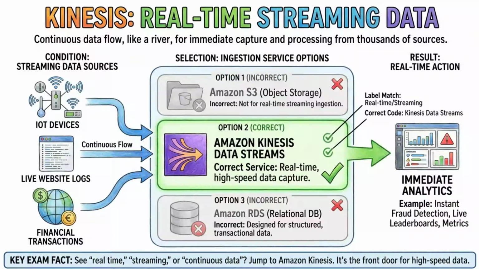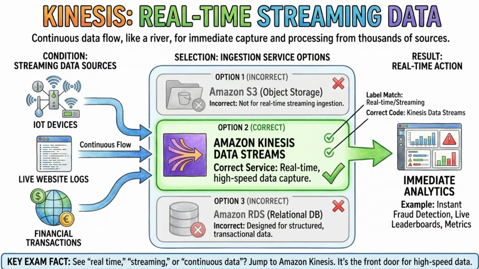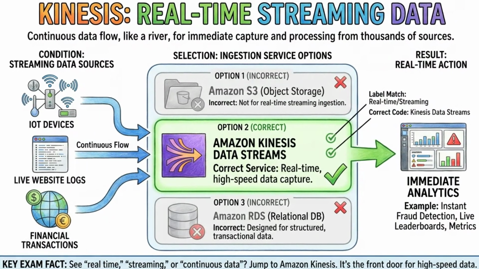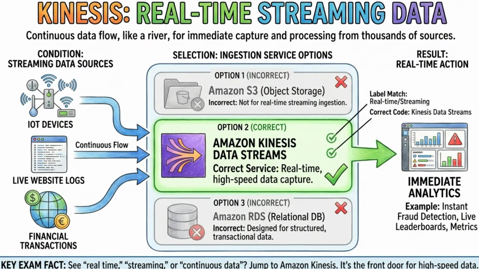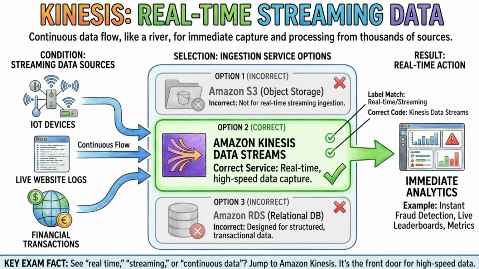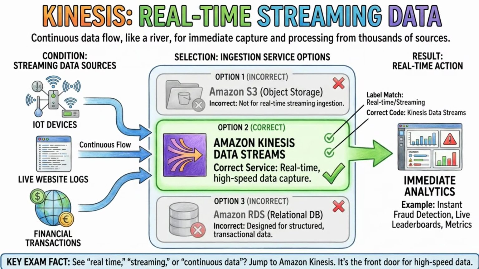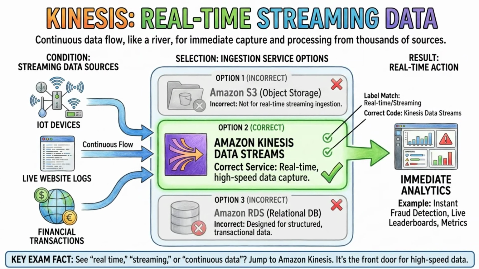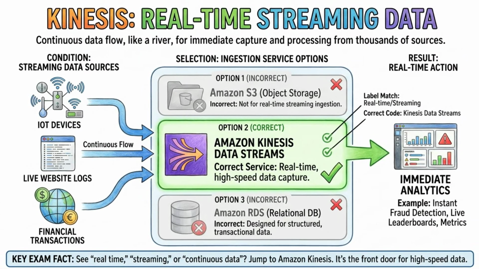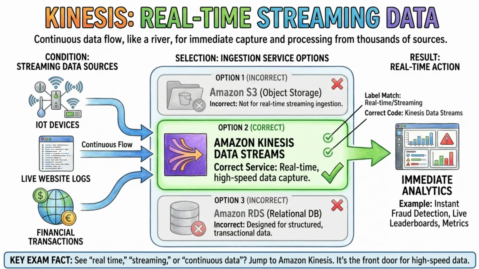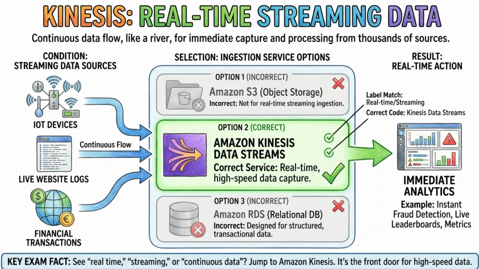When dealing with streaming data, which is data that flows continuously like a river, Amazon Kinesis is your absolute best friend. Kinesis Data Streams allows you to capture gigabytes of data per second from hundreds of thousands of sources in real time. This is perfect for scenarios like tracking live website clicks or monitoring financial transactions for immediate fraud detection. On the exam, anytime you see keywords like real-time, streaming, or continuous data, your mind should immediately jump to Amazon Kinesis. It is a fundamental service that acts as the front door for high-speed data entering your AWS environment.